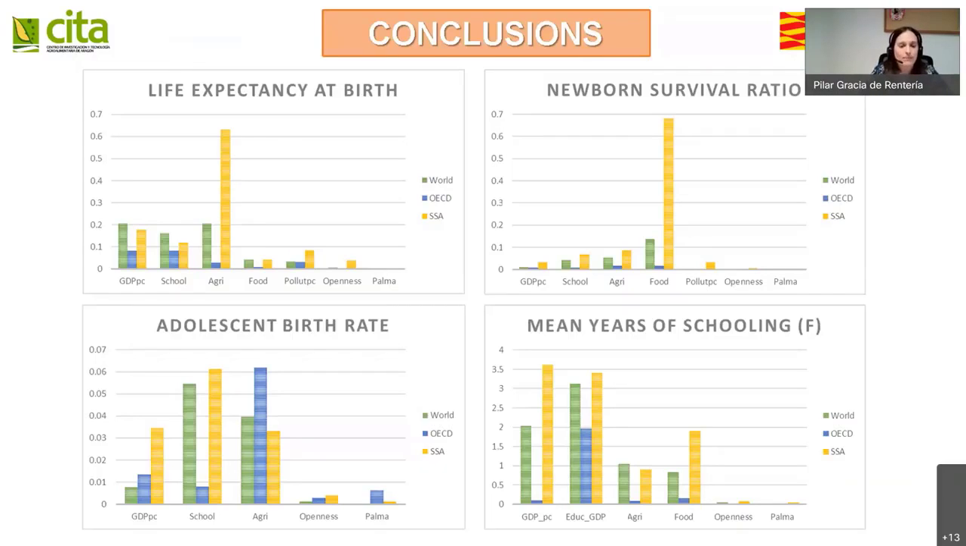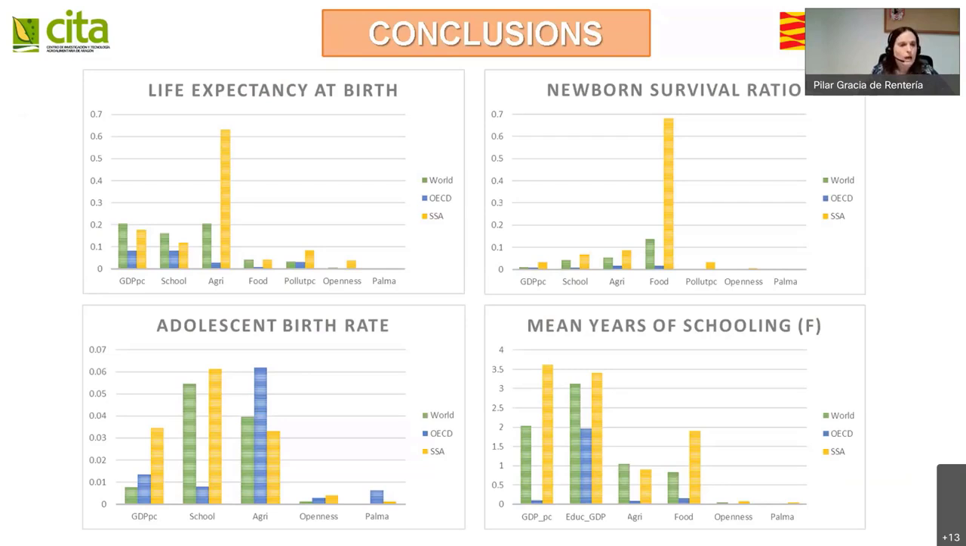So this means that at the margin, the efforts in less developed countries could lead to greater increases in health and education outcomes. And in particular, we observe that the elasticities for the food intake and the share of agricultural sector for sub-Saharan countries are particularly high in comparison with other regions. And this highlights the importance of adequate food and agricultural policies in this continent for ensuring food security.